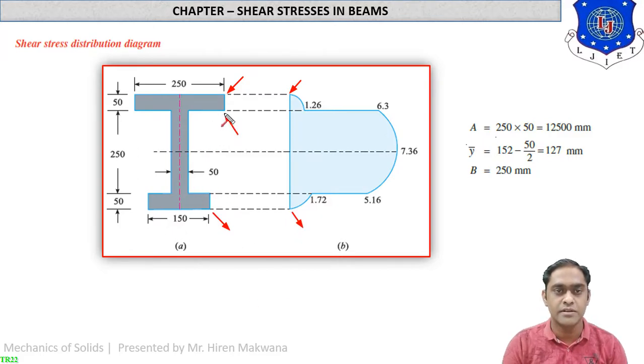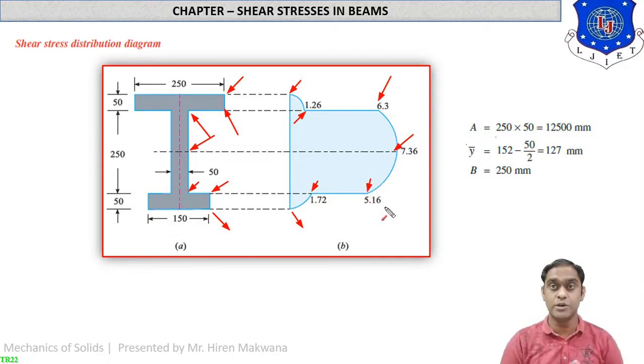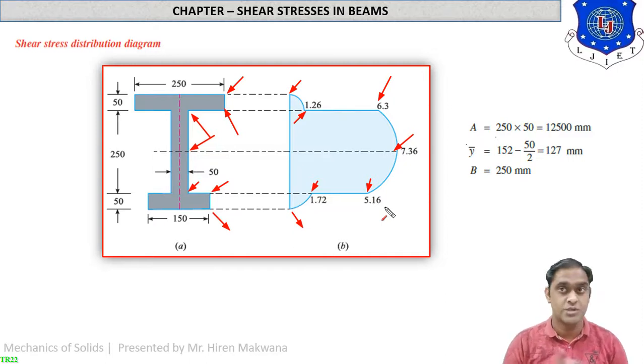At this corner the shear stress will be 1.26. At the inner corner the shear stress will be 6.3. At the center of gravity the shear stress will be 7.36. At the outer corner of the bottom flange the shear stress will be 1.72. At the inner corner of the bottom flange, the shear stress will be 5.16. So this many values we have to calculate. Imagine what type of sum that is. So I am just taking one or two parts, then going forward very quickly. You have to calculate the rest on your own.